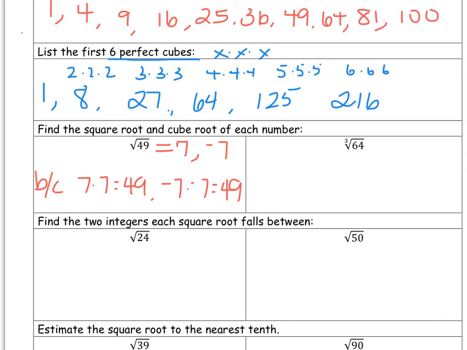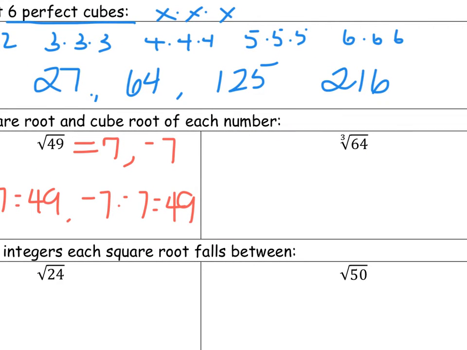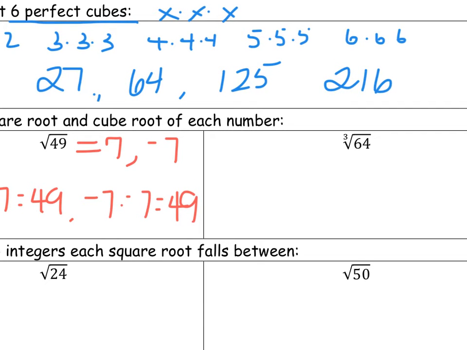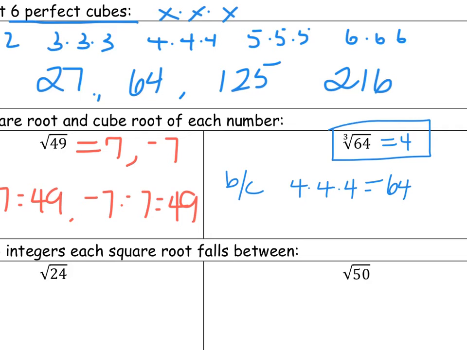So with cube roots, it doesn't work quite that way. With cube roots, we only have one root and it's either positive or it's negative, not both. So when we're doing the cube root, I want to know what 3 numbers I can multiply together to get 64. And that would be 4, because 4 times 4 times 4 equals 64. So that means that the cube root of 64 is 4.